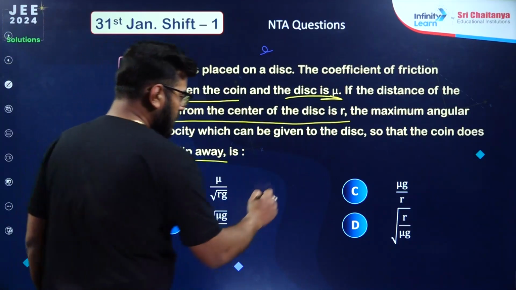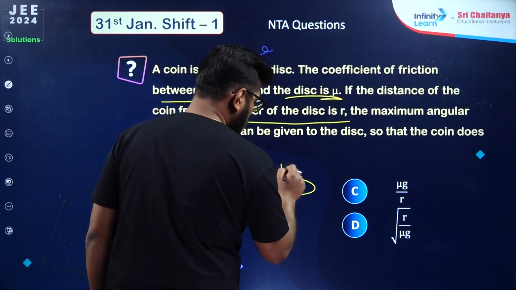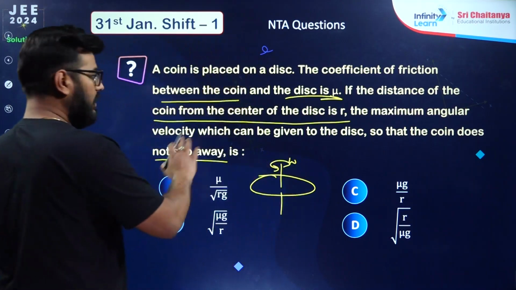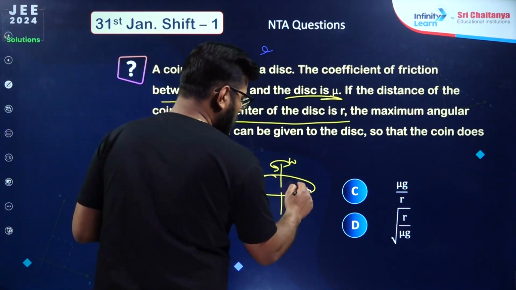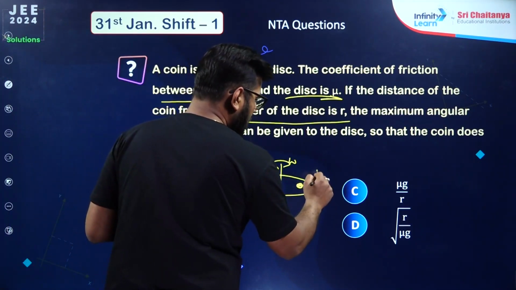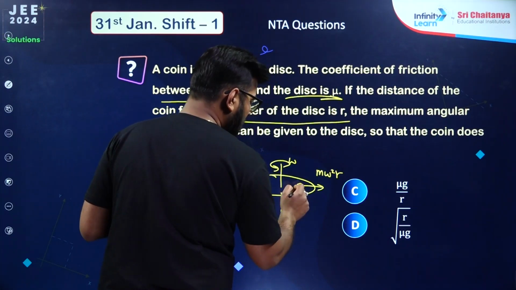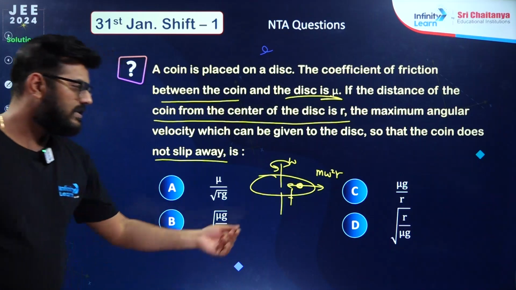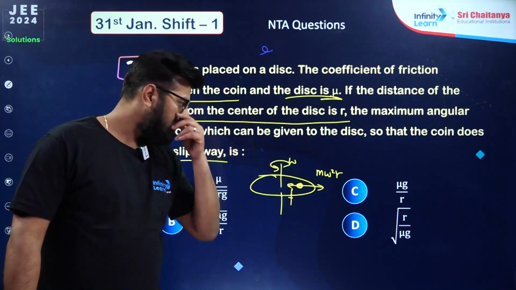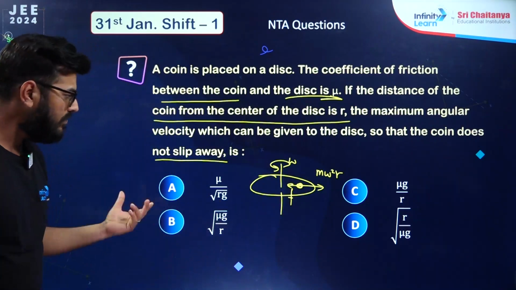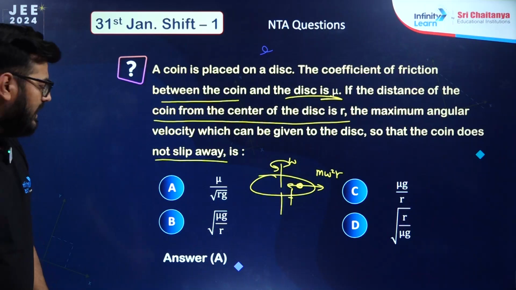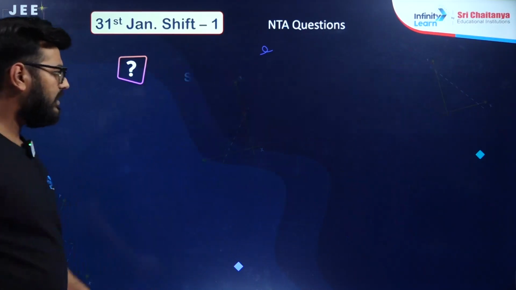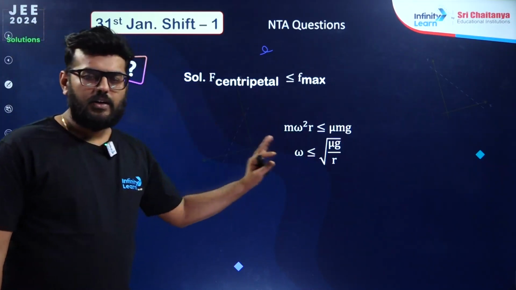So basically we have a disc which is in rotation with an angular velocity omega, and that we need to find out. There is a coin, so the force which will act on it is going to be m omega square r, and that should eventually be balanced by the friction force. That is the case, and this F should be less than or equal to Fk. That means m omega square r should be less than or equal to Fk, and based on that you will very easily get the answer, that is option number A over here. A very simple statement.